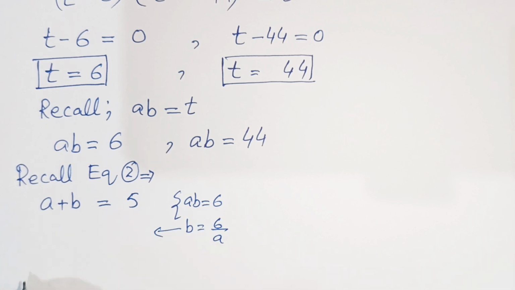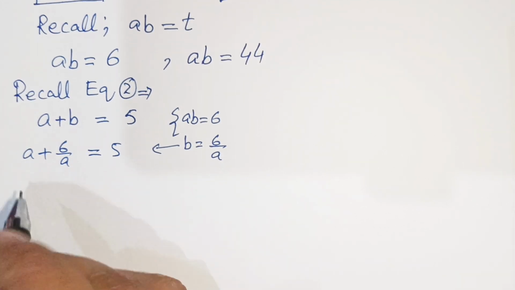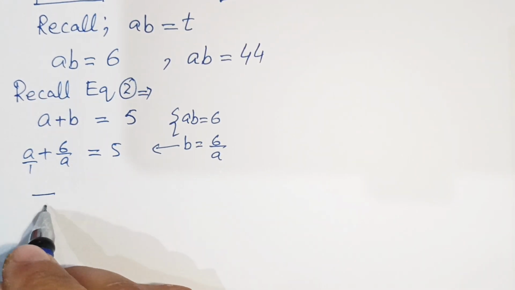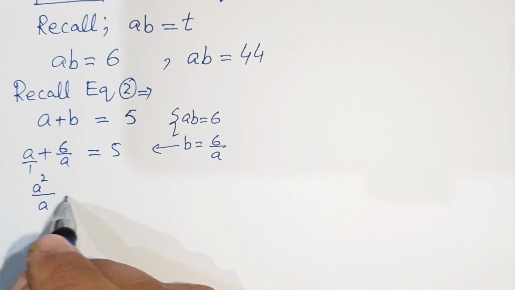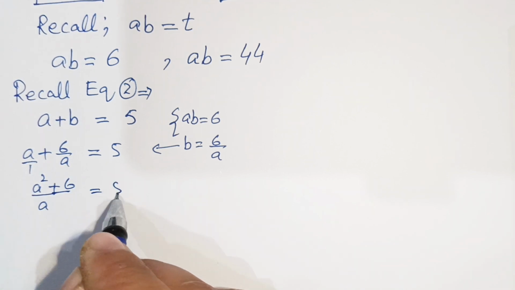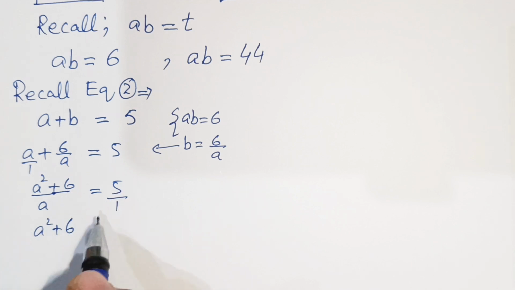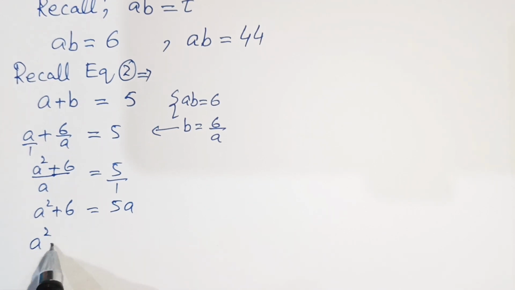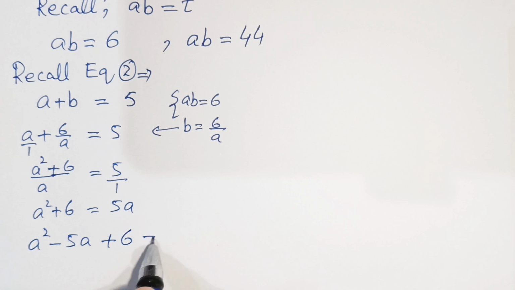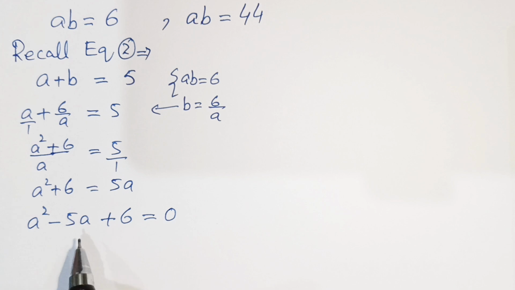Now putting here, we get a plus value of b, which will be 6 over a, is equal to 5. Now here if we take the least common multiple, we get a times a is a squared plus 6 is equal to 5. So here we have a squared plus 6, and the denominator is 1. By cross multiplication we get 5 times a is 5a, so a squared minus 5a plus 6 is equal to 0.